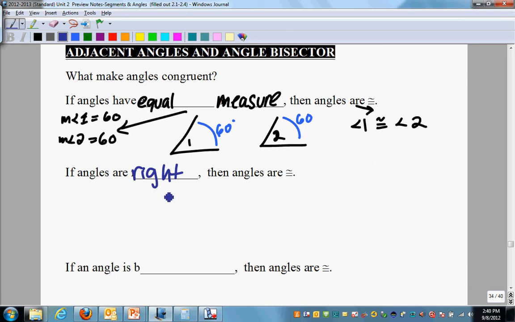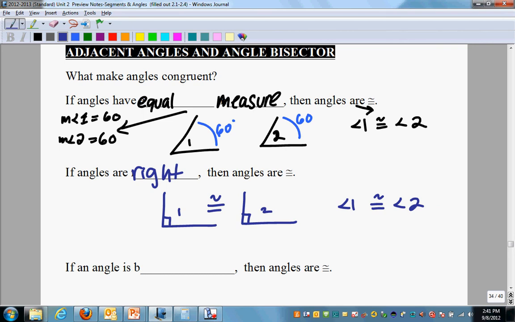What if I do this? What if angle 1 is a right angle and angle 2 is a right angle? Well, since they're both 90, that goes back to the equal measure. If you have right angles, they're automatically congruent as well. So angle 1 is congruent to angle 2 in this case. If they have equal measure, they're equal. If they're right, they're equal.